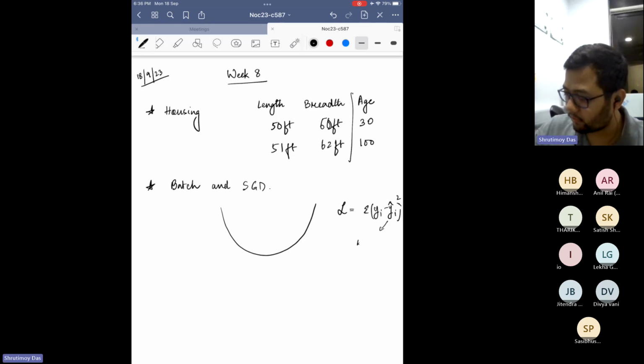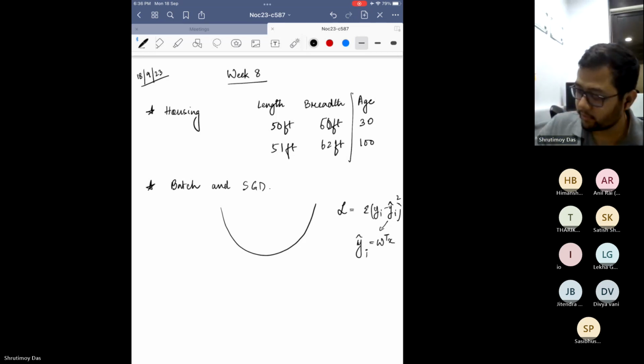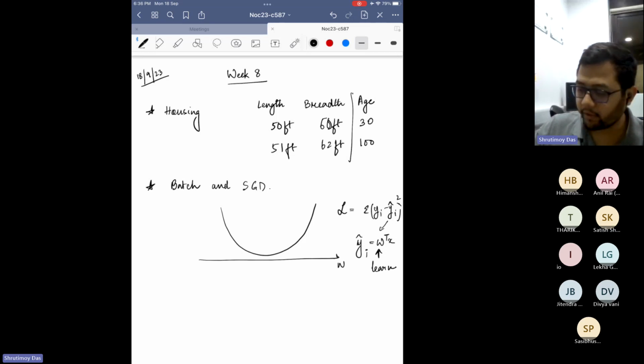Maybe we are doing some linear regression type of thing, so suppose yi hat is w transpose x. Here w is the parameter that you have to learn, so this loss function becomes a function of w. As you change w, you will get different loss, and you want to find the weights where you get the minimum loss.